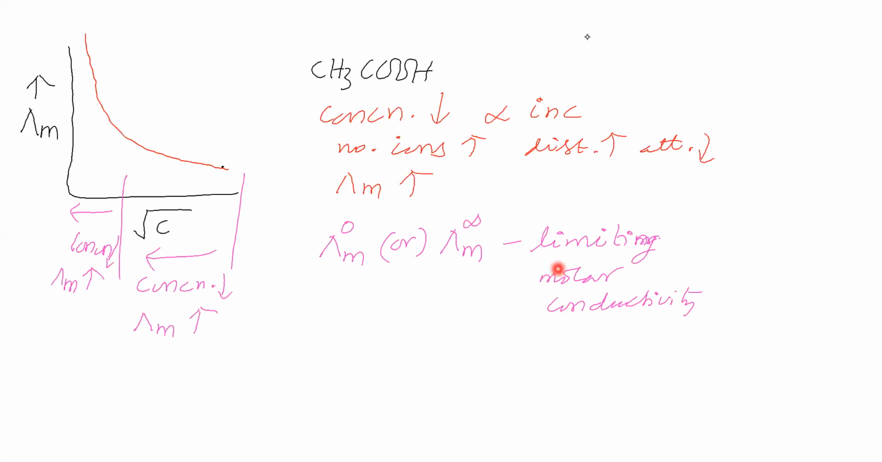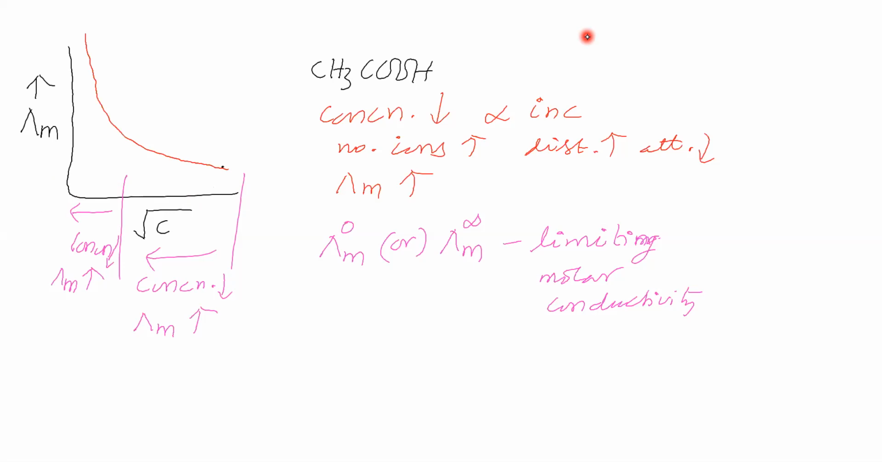Next value is not there. If lambda m goes on changing, at this point lambda m has a certain value. This side lambda m is not there, this side concentration is not there. Concentration goes on decreasing like this up to here. Here concentration is 0, and beyond this there is no concentration, therefore there is no lambda m. That's why it is called limiting molar conductivity. We have used the word limiting.